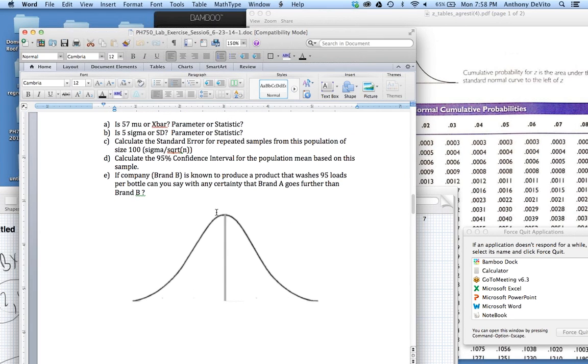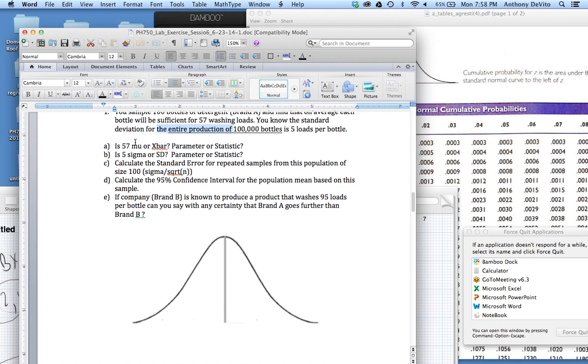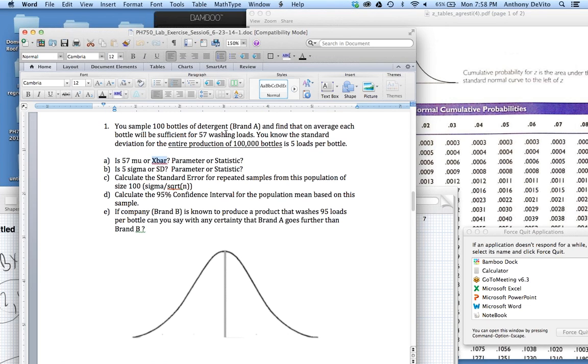And take a look at a couple other questions here. First of all, let's answer a couple of these questions. Is 57 mu or x bar? Number 57 in this description, is that the population mean or the sample mean? That's the sample mean, x bar. Good. It's a statistic, not a parameter.